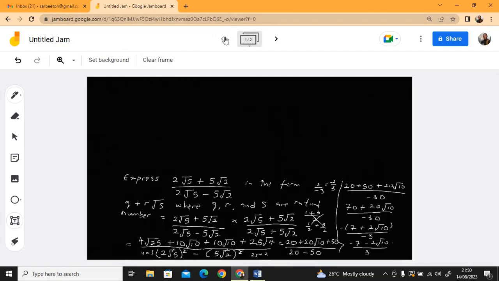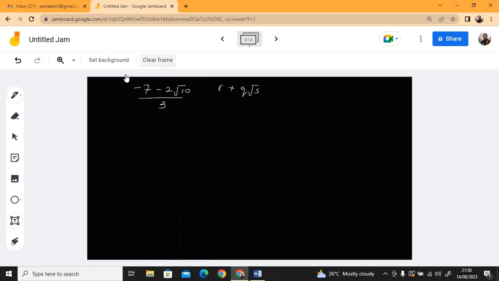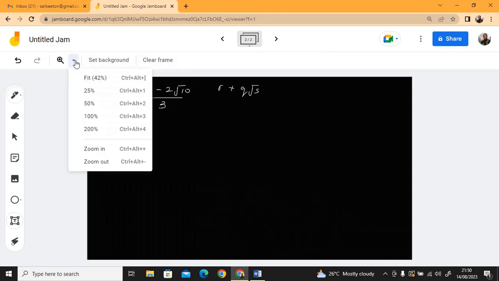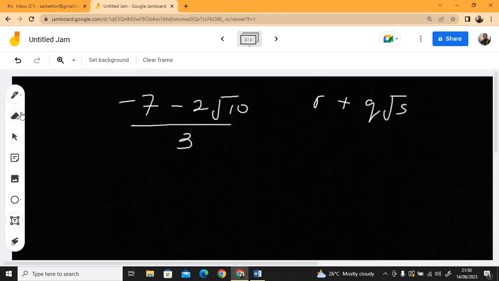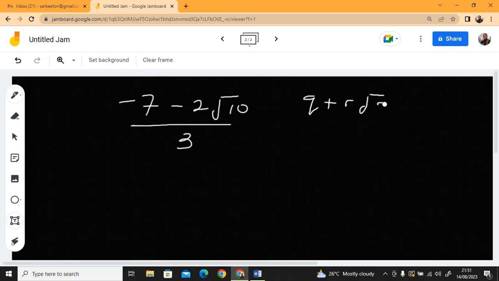If I'm right, minus 7 minus 2 root 10 is in the form of q plus r root s. So this is like q plus r root s. This is how it is said: q plus r root s.